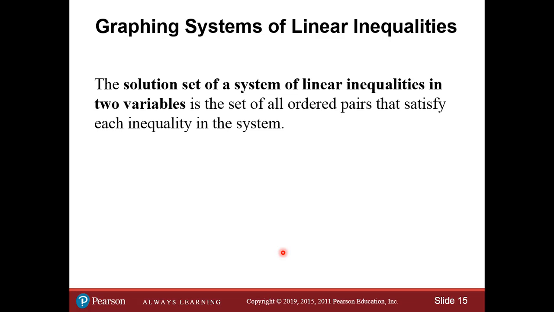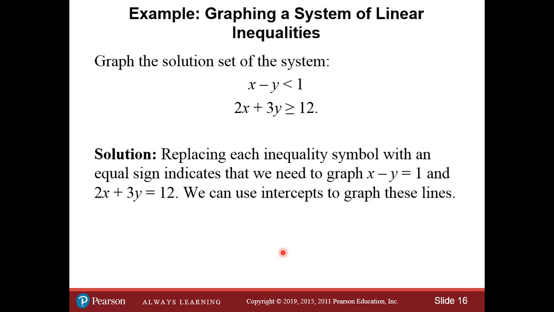Now, the solution set of a system of linear inequalities in two variables is going to be the set of all ordered pairs that satisfy all of the inequalities in the system. Okay, so in this case, it's going to be a region, a shaded region.